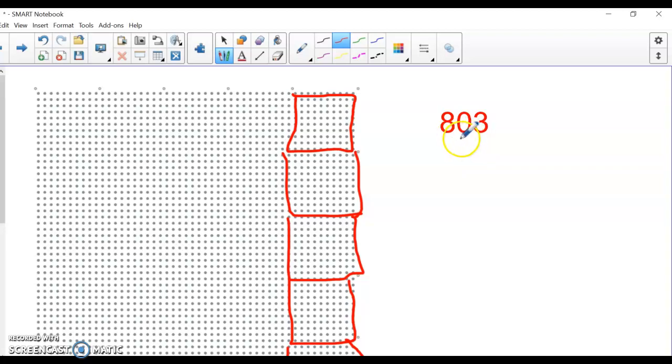Well, if there's a 0 in the place value, we leave it off. That means I draw 0 10s. Easy enough. But I do need 3 1s. I'm going to move over just a little bit. 1, 2, 3. So I have 3 dots. So this picture represents 803.